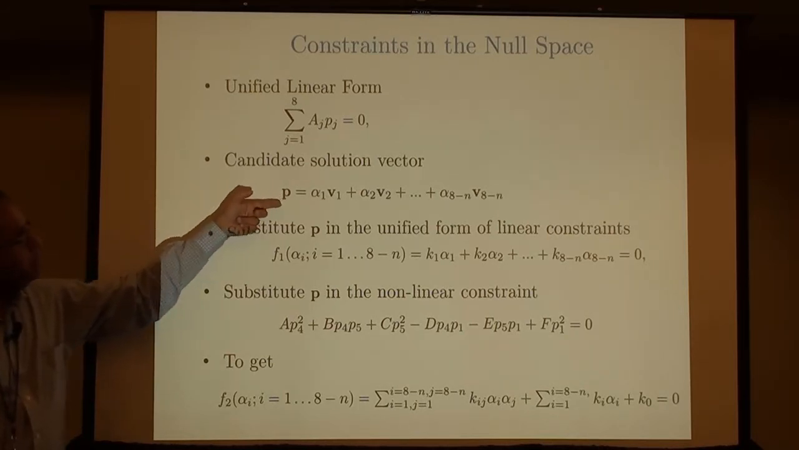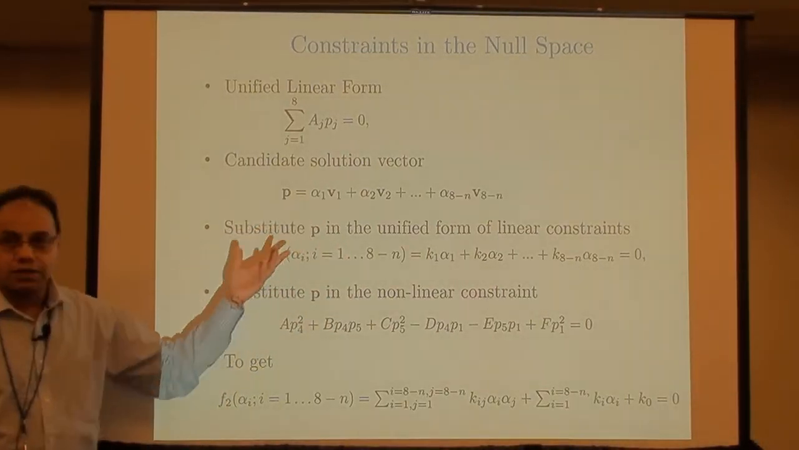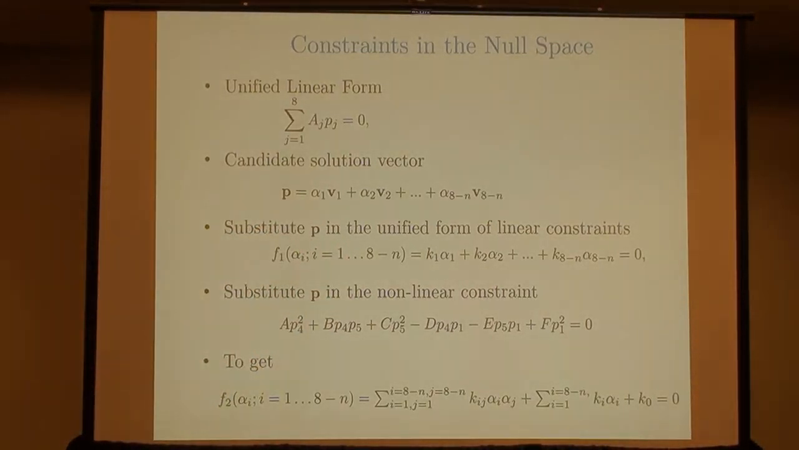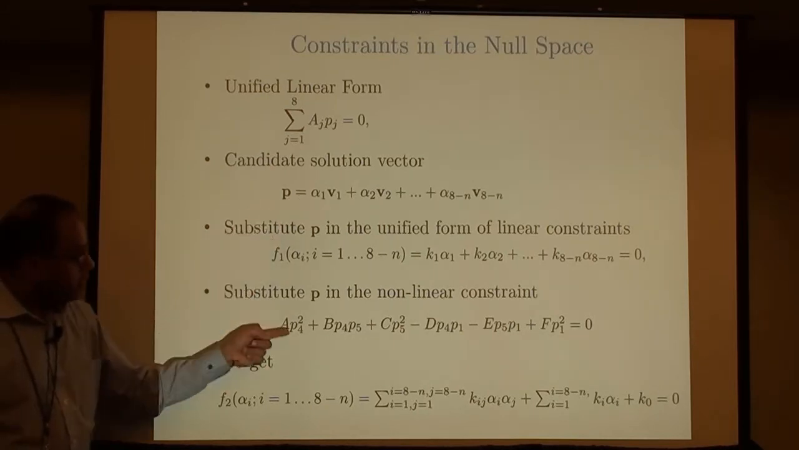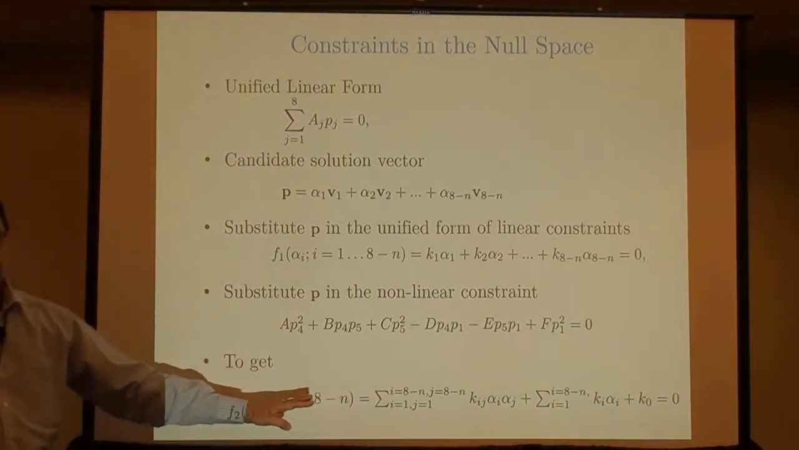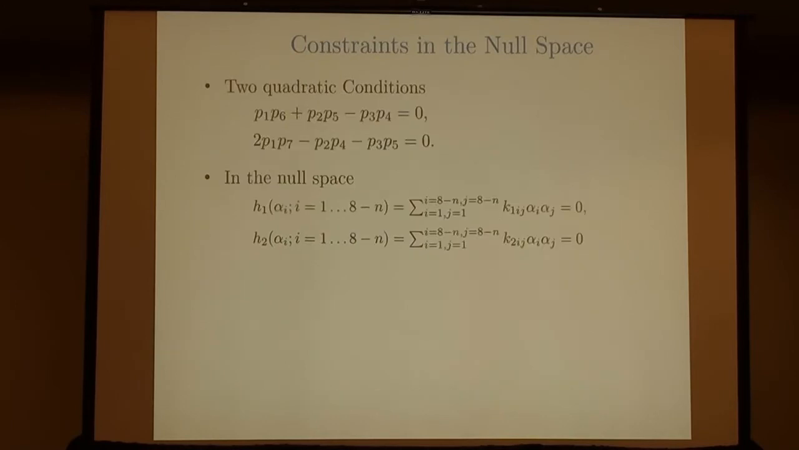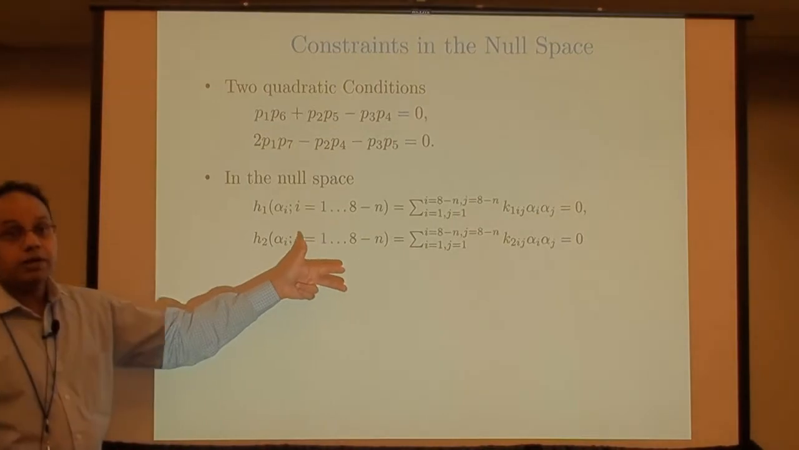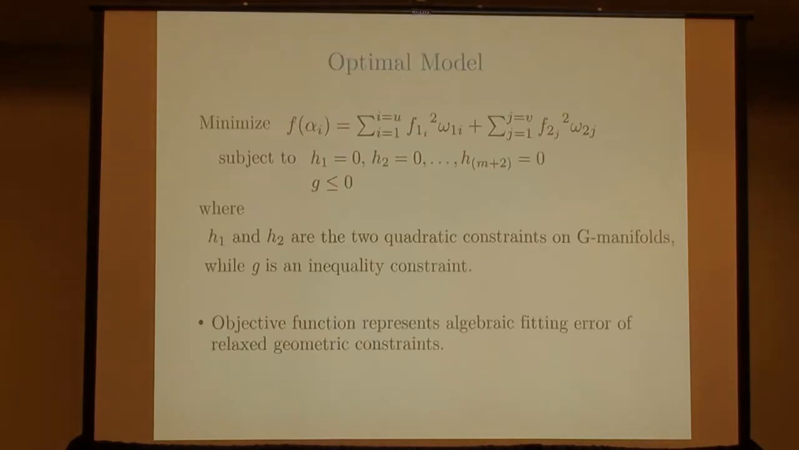If you take this P and you substitute into your unified linear form for the constraint, you get everything in terms of alphas, because now the alphas are the new coefficients that we have to solve for. If we find the alphas, since V1, V2 and so on are known, we will be able to get my P. If you have a nonlinear constraint, you will again substitute this P in here, and you'll get a nonlinear equation in this case. So now everything has been transformed into finding the solution in the alpha space. And then we have the 2 quadratic conditions. You do the exact same thing, and we get another 2 nonlinear equations in terms of alpha. And now we can solve for all things.